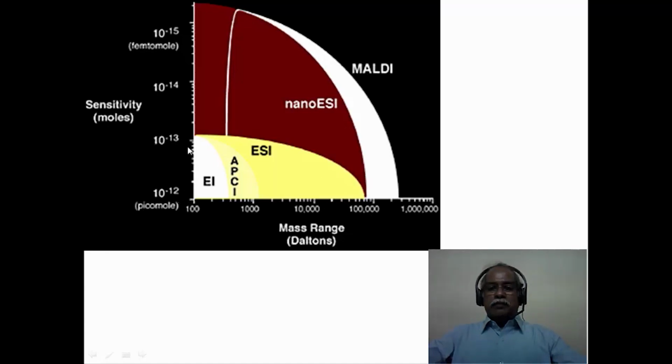The nano electrospray ionization is a much more sensitive technique, essentially covering the same molecular weight region up to 100,000 or so, whereas MALDI covers even better. It can go up to 1 million, or close to 1 million or 500,000 kind of molecular weights can be analyzed using a MALDI spectrometer. Also, the sensitivity is fairly high. It is of the order of femtomolar concentration that one can analyze.